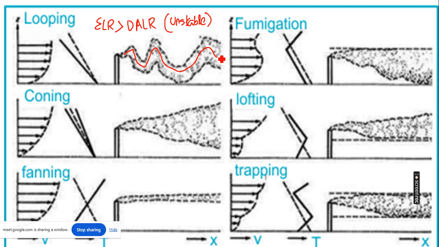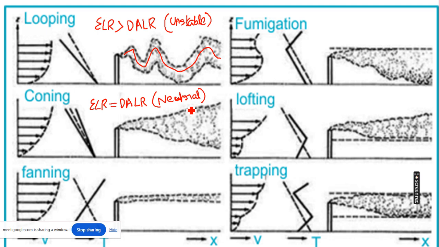Okay. Now the second one. The second one is when the environmental lapse rate is equal to the adiabatic lapse rate, which means the atmosphere is neutral. Both the environment and the parcel have the same lapse rate values, so the atmosphere is neutral.